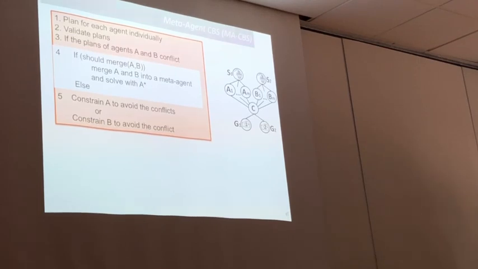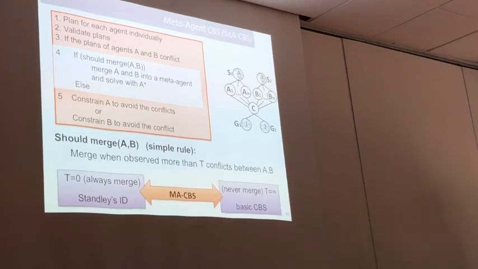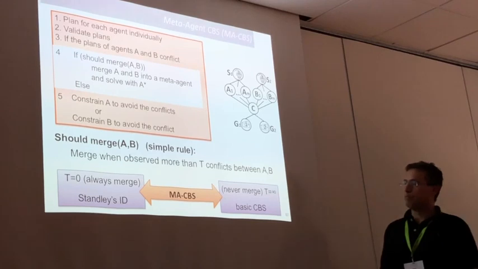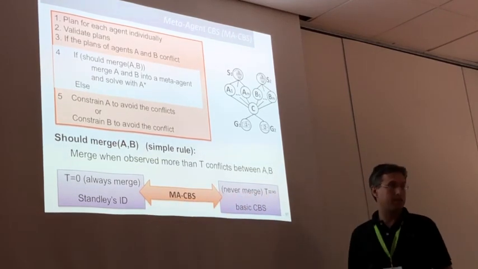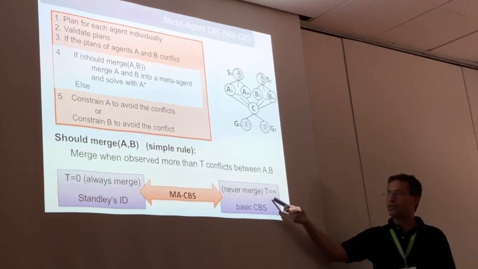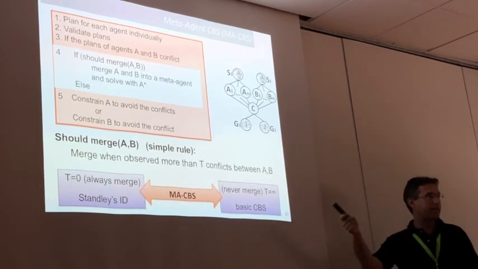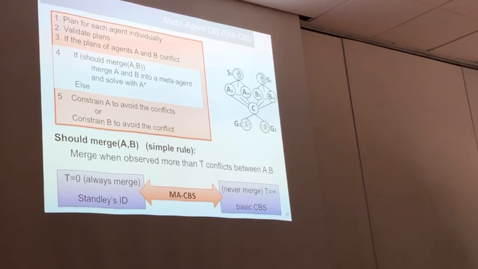and solve them internally. In this way, agents that are tightly coupled, we solve with A star. Agents that are not tightly coupled, we only resolve the conflict with CBS. And this creates a nice continuum between merging when you have a conflict, which is basically ID, the independence detection algorithm I've shown you several slides ago, and never merging agents, which is CBS, and somewhere in the middle is this meta agent CBS algorithm that I just explained.